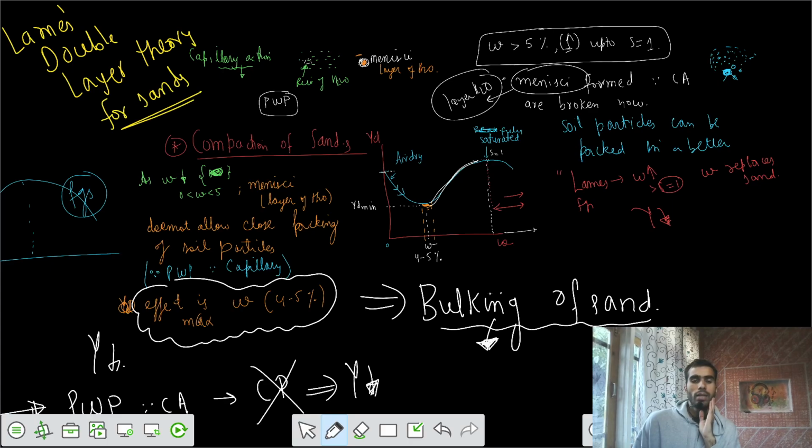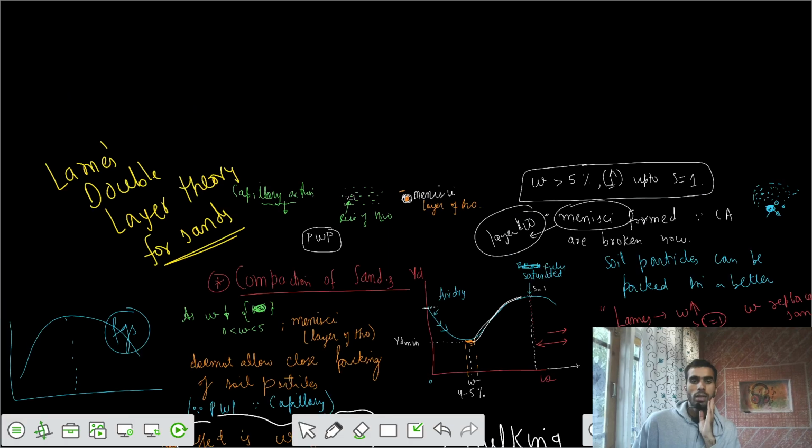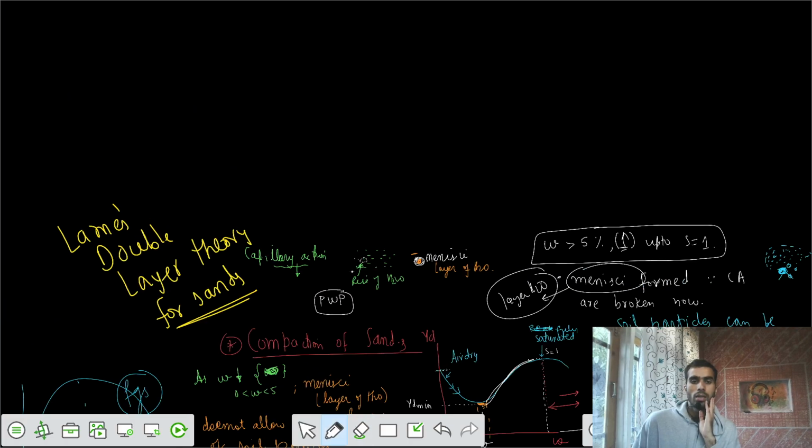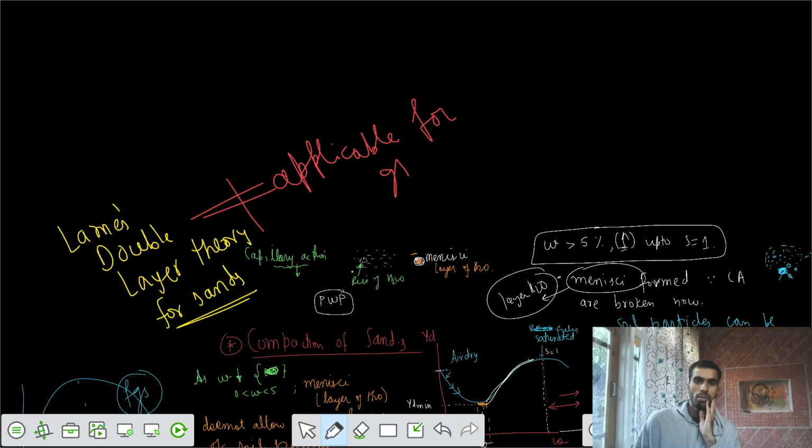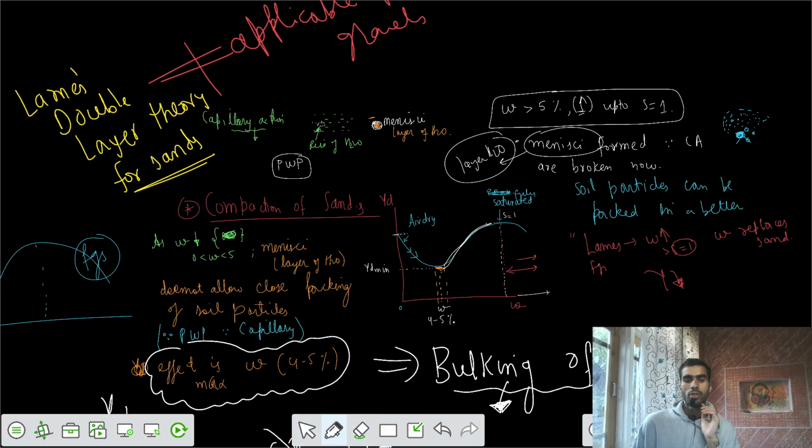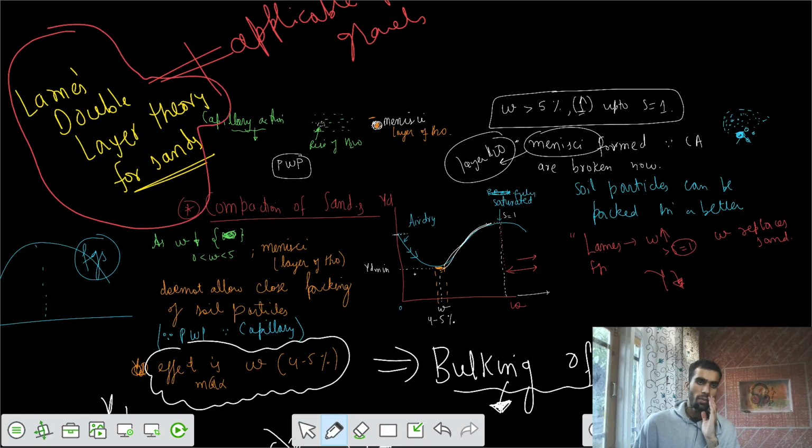This theory is not applicable for gravels, because gravels don't have the same mechanism as that of sands. The way sands absorb the water, we don't have for the gravel. So this is the double layer theory that's applicable for sands and not for gravels.